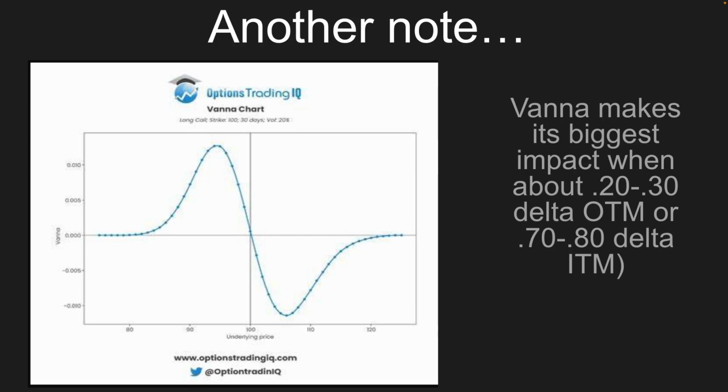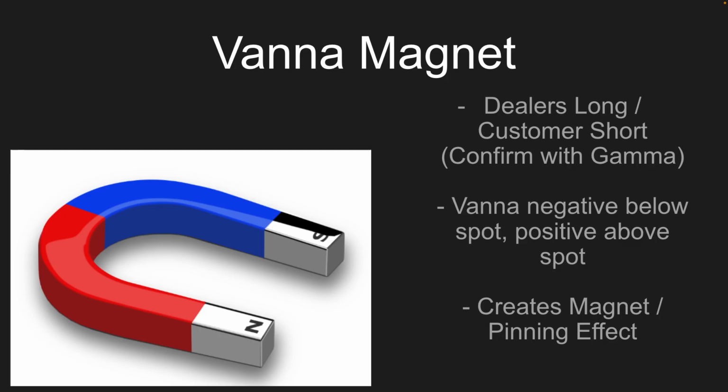Another note about Vanna that's very important. You can see by this chart here, which is a very helpful chart, Vanna makes its biggest impact when the delta on the underlying options contract is about 0.2 to 0.3 away from being at the money, and then when we're in the money, when the delta is roughly 0.7 to 0.8, it has its biggest impact. When we're actually on the strike itself, it has zero impact. It's when we're approaching or passing the strike that Vanna really comes into play as a hedging mechanic.